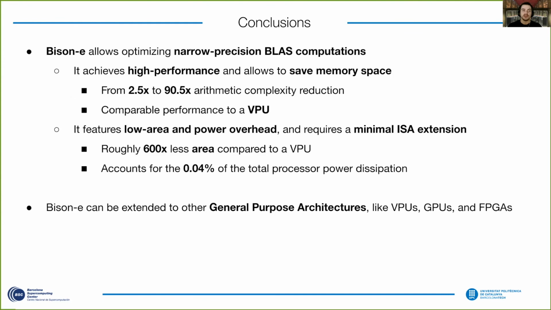To conclude, we can say that BiSone, together with binary segmentation, allows to optimize narrow precision computation on modern edge devices. Indeed, BiSone achieves high performance and allows to save memory space. With binary segmentation, that allows to reduce the arithmetic complexity of kernels like the inner product and the linear convolution by a factor that ranges from 2.5 to 90.5x, BiSone is capable to reach the same performance of a high-performance vector processing unit. Moreover, in terms of area and power, it shows roughly 600 times less area compared to the VPU and accounts for the 0.04% of the total processor power dissipation.